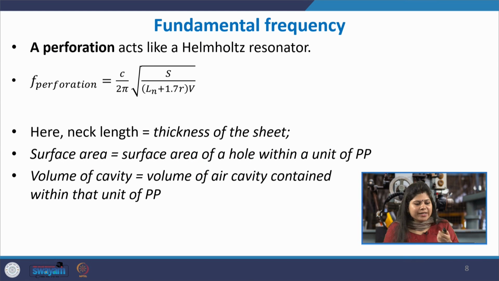So, now we know that each perforation is acting as a Helmholtz resonator. Therefore, in terms of Helmholtz resonator, the perforation fundamental frequency can be given by this formulation, where S is the surface area of the neck, the opening in the neck, L is the length of the neck, V is the volume of the confined cavity, and R again is the radius of the neck. Okay. So, here we know that in this case our neck is what? It is the thickness of the sheet. The sheet itself is acting as a neck.